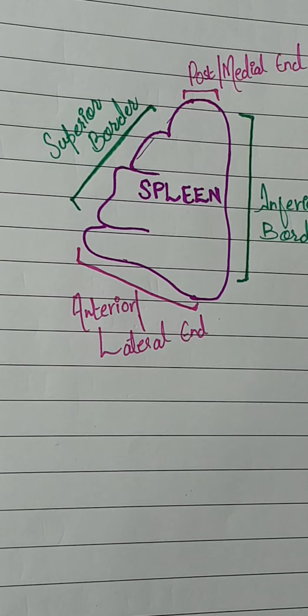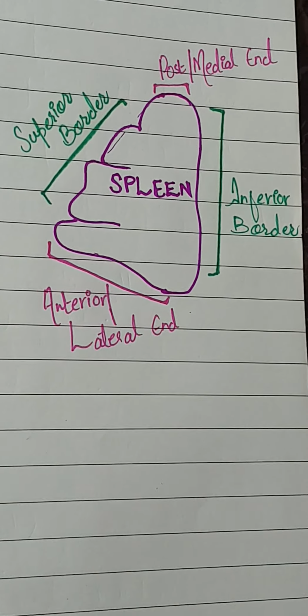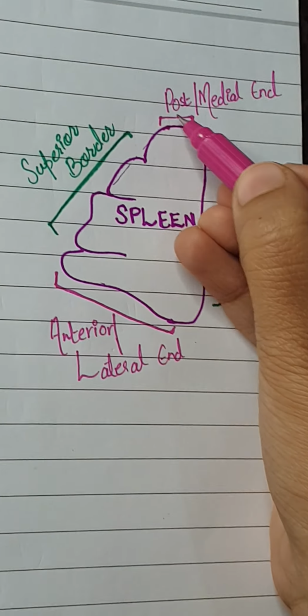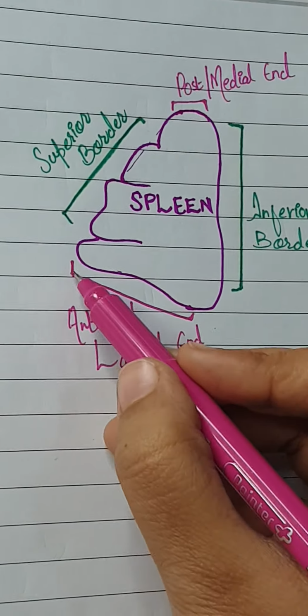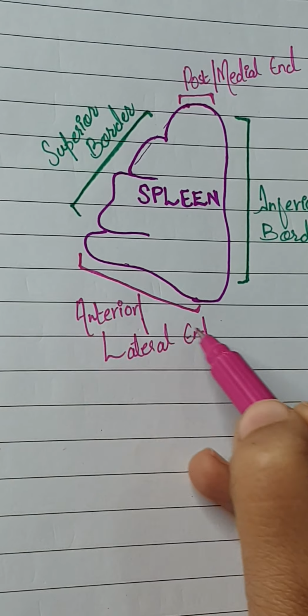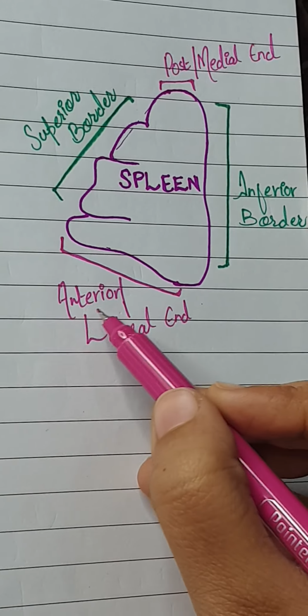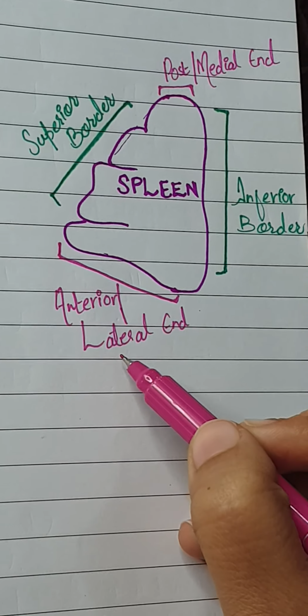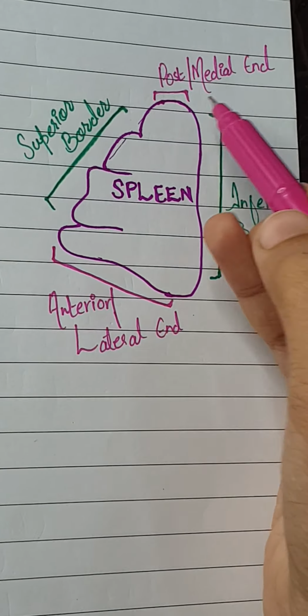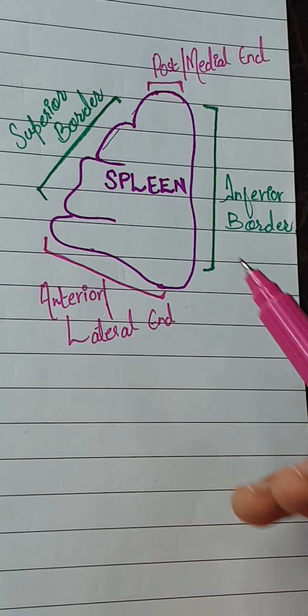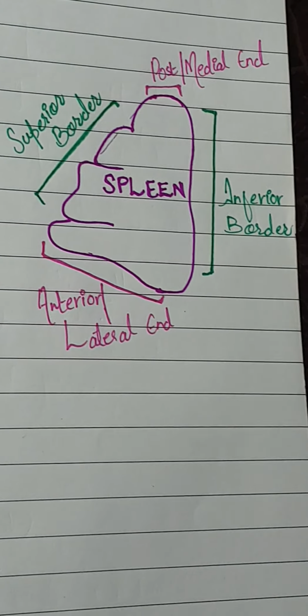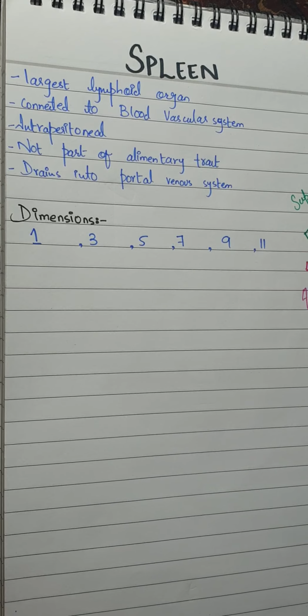This which I have highlighted in pink is the posterior or the medial end of a spleen. It is rounded. This is the anterior end of a spleen. It is expanded. It is anterior end, or it's also called the lateral end. The posterior end is also called the medial end of a spleen. Now we look at the dimensions of a spleen.